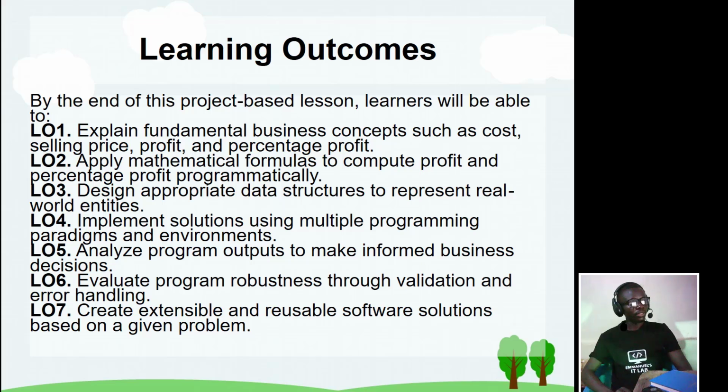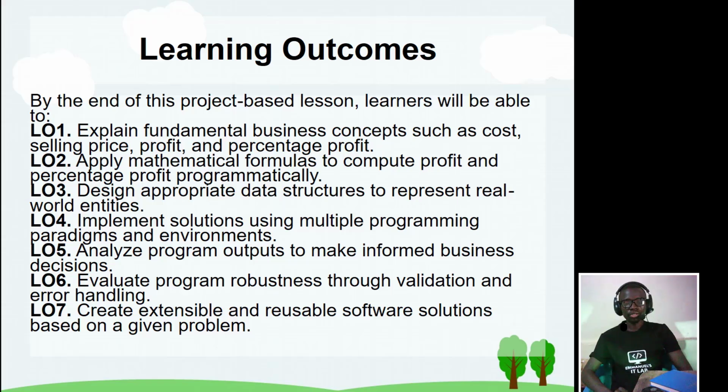Now, by the end of this session, we shall be guided by the following learning outcomes. You should be able to explain fundamental business concepts such as the cost price, selling price, profit, and the percentage profit. You should also be able to apply mathematical formulas to compute the profit and the percentage profit, and other calculations we shall see. You should also be able to design appropriate data structures to represent real-world entities, implement solutions using multiple programming languages and environments, and analyze program output to make informed decisions.